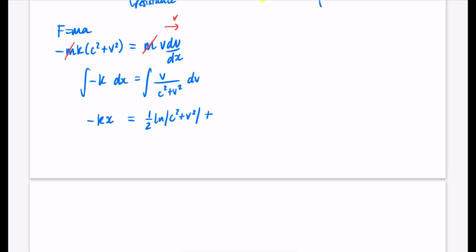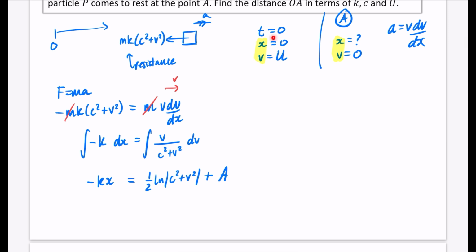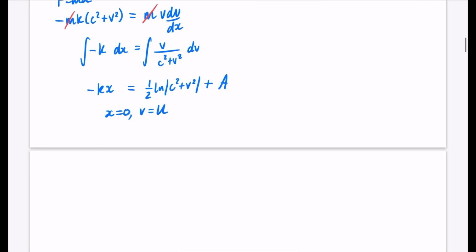Now, I've already used c, I've already used k, so I'm just going to use a different constant. I'm either going to use capital A, that's a popular one, or you could use alpha. I'm going to just go with capital A in this case. So they all follow the same kind of pattern. I'm now going to use this information to find out what capital A is equal to. So x is equal to 0 and v equals capital U. That gives me 0 equals a half ln of c squared plus u squared plus A, which means that A is minus a half ln of c squared plus u squared.